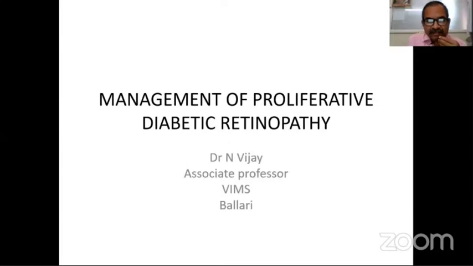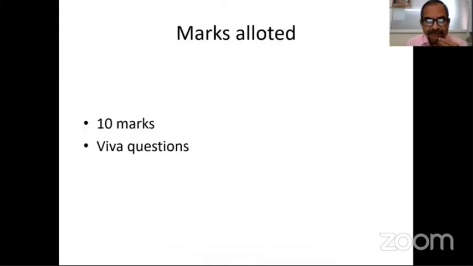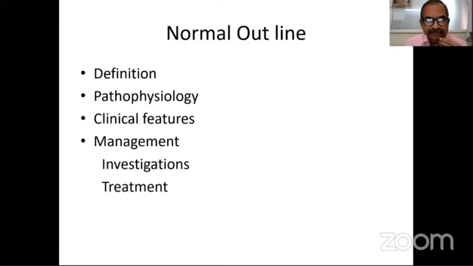Here, the main questions asked in case of proliferative diabetic retinopathy, either it will be a part of a main question or it will be just a 10 marks question. And also, we'll cover a little bit of viva aspect of this management of proliferative diabetic retinopathy also. So 10 marks, most of the time it's RGHS, it's a 10 marks question. So whenever a question is asked, you must have a normal outline, what to write. First will be definition, then comes the pathophysiology, clinical features, and management.